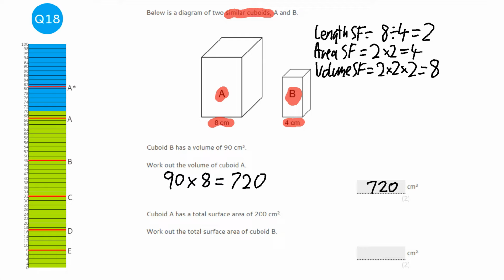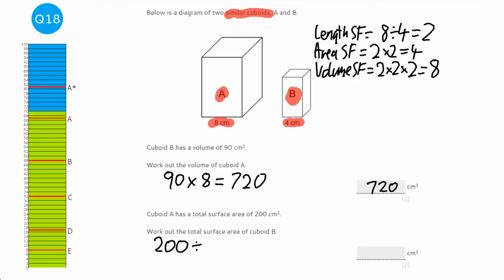Now for the next question, we're working backwards. It's going to give us cuboid A's total surface area, which is 200, and we'll work out what cuboid B is. Now, if we times the 200 by a number bigger than 1, we're going to get a bigger number, and that doesn't make sense because cuboid B is smaller. So, because we're working backwards, instead of timesing it by the scale factor, we're going to divide.